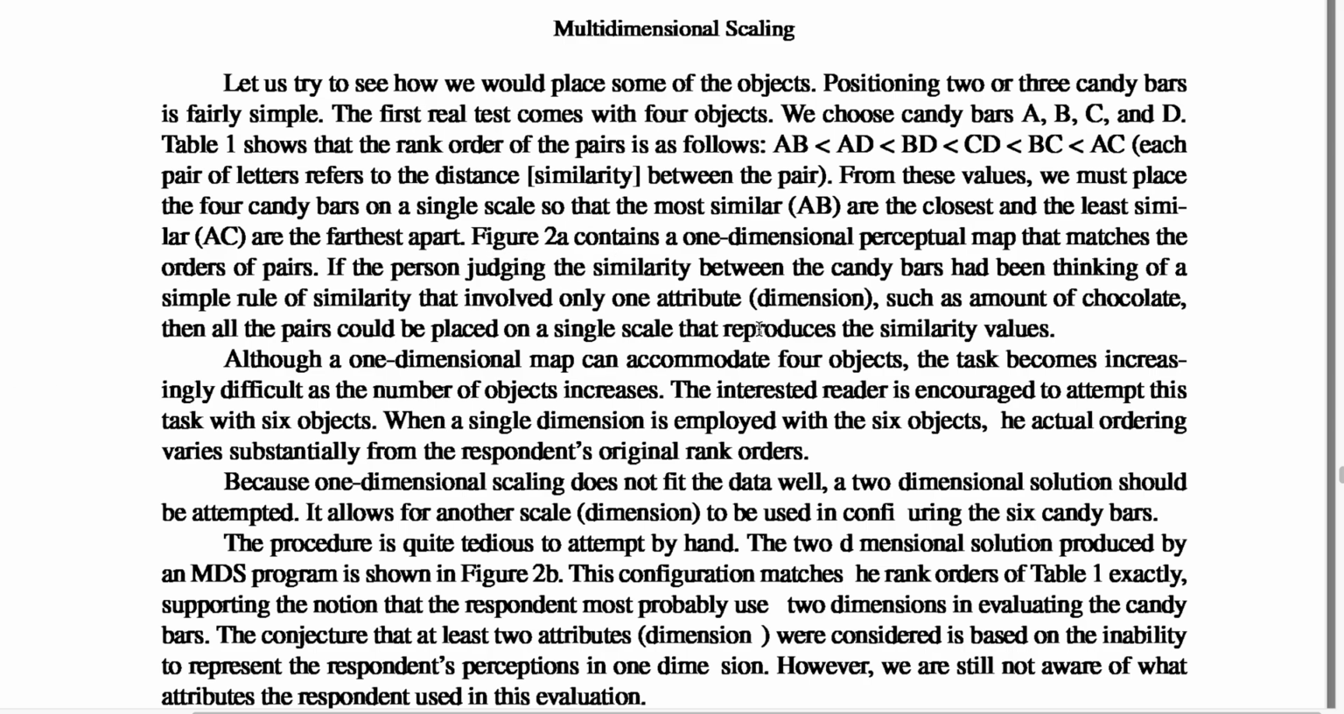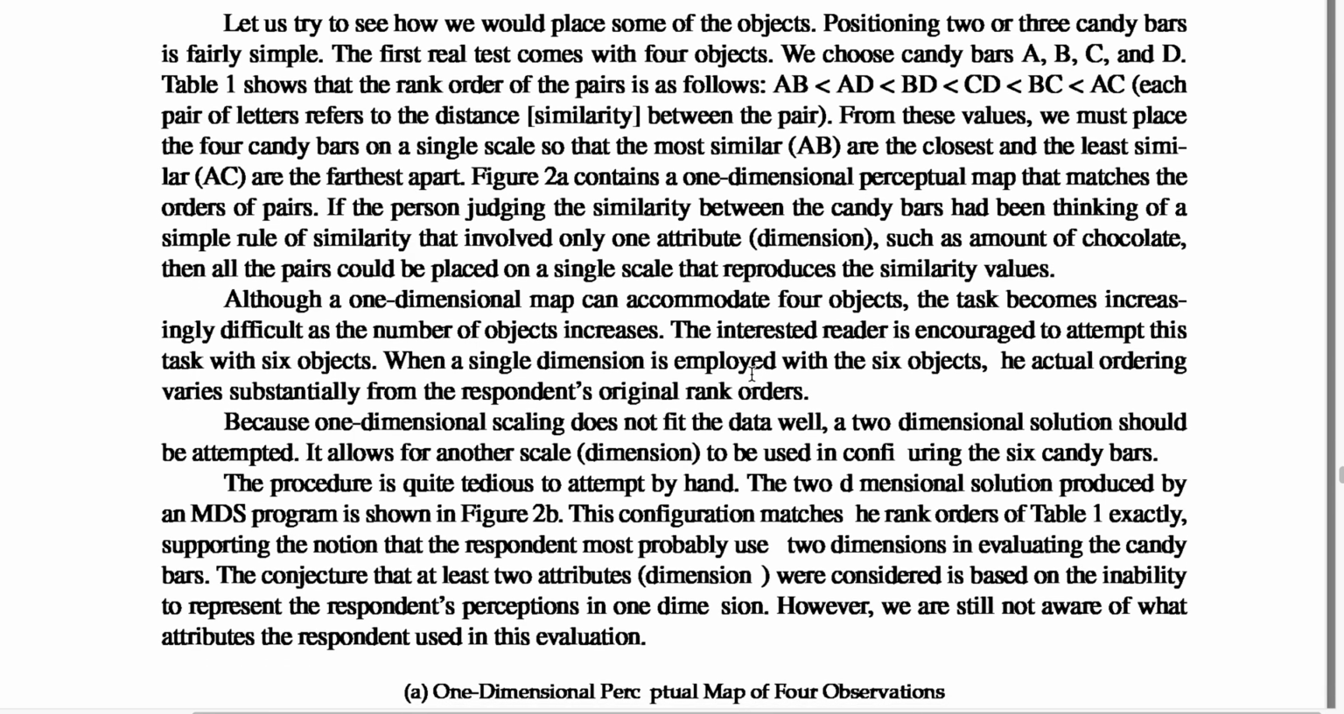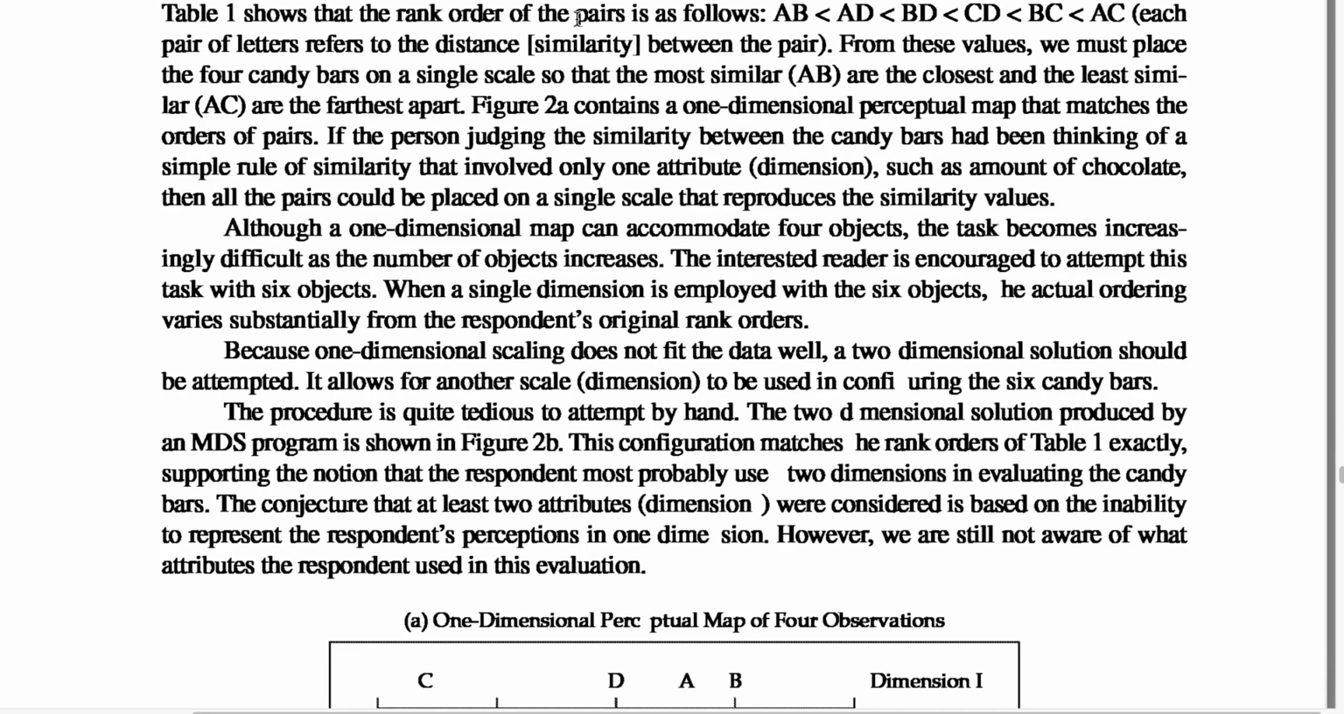Figure 2 contains a one-dimensional perceptual map that matches that order, with AC the farthest apart. It matches the simple rule of similarity that involves only one attribute dimension, such as amount of chocolate. Then all the pairs could be placed on a single scale. That procedure reproduces the similarity values.